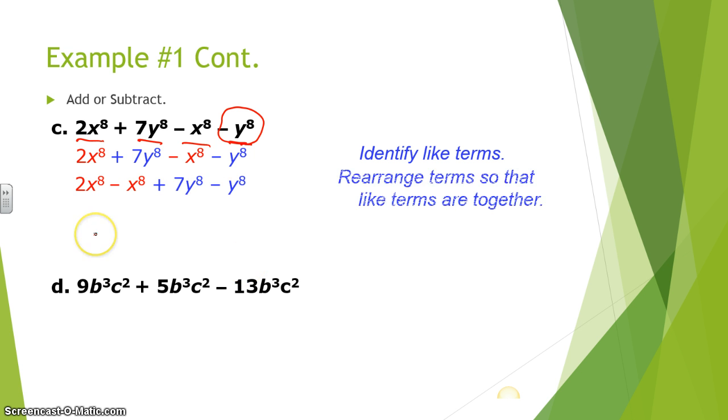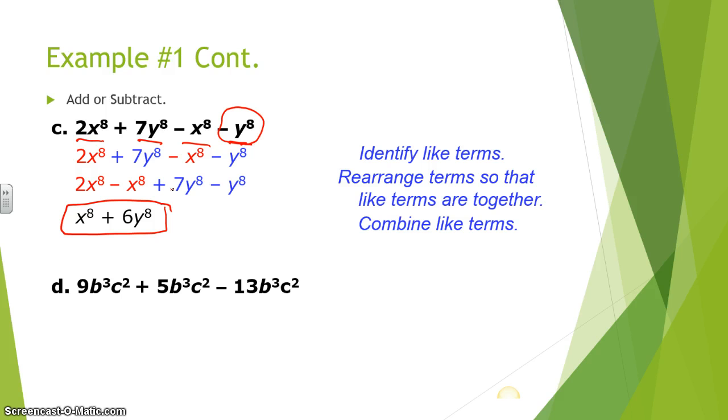The next thing we're going to do is rearrange our terms so that the like terms are together. So we have 2x to the 8th minus x plus 7y to the 8th minus y to the 8th. And then we'll just combine that. So 2 minus 1 is going to give me x to the 8th. 7 minus 1 is going to give me 6y to the 8th. So this x to the 8th plus 6y to the 8th is my final answer because we combined our like terms at that point.